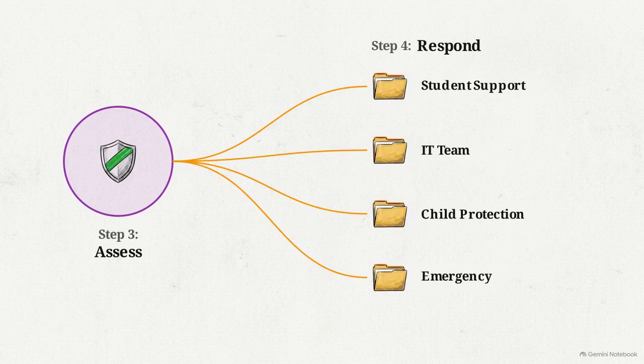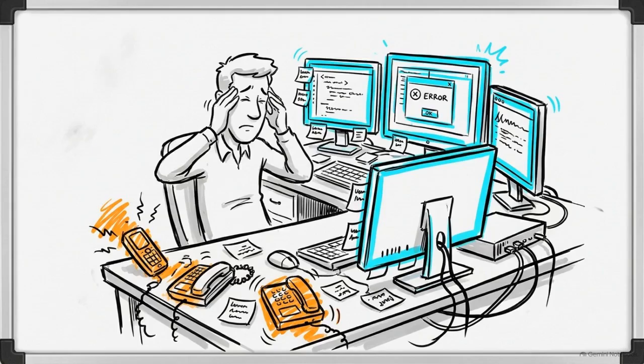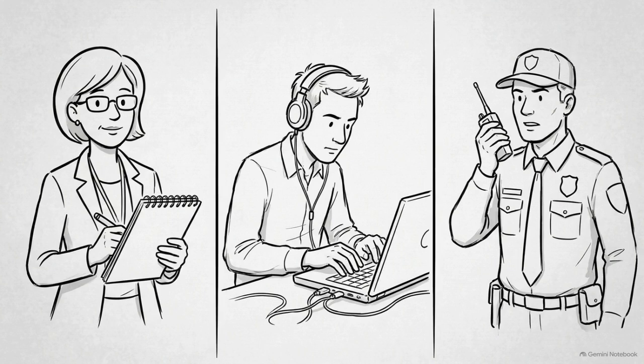Once assessed, we reach step 4, respond. Branch your flowchart so threats are routed to specialized teams. Cyberbullying cases go to student support, cybersecurity to IT, welfare goes to child protection, and physical threats to emergency response. Relying on a single staff member to handle every type of digital incident often leads to delays and burnout. Routing reports to specialized teams ensures the school's response matches the specific nature of the incident.